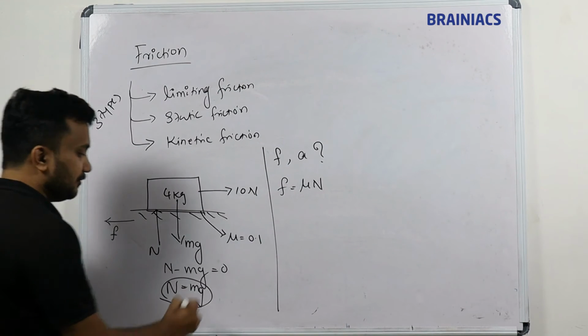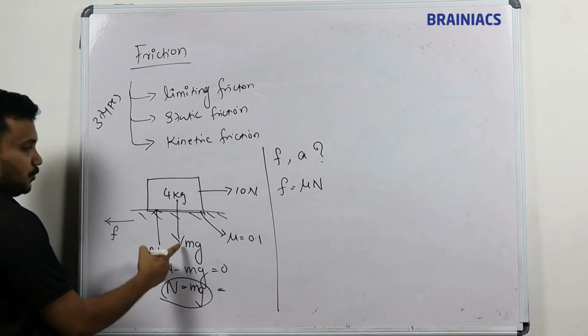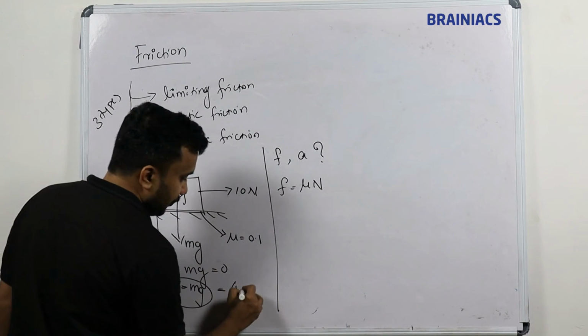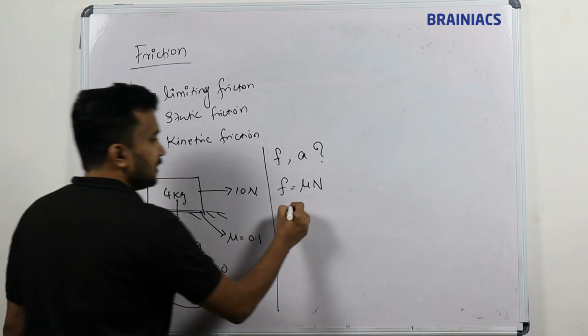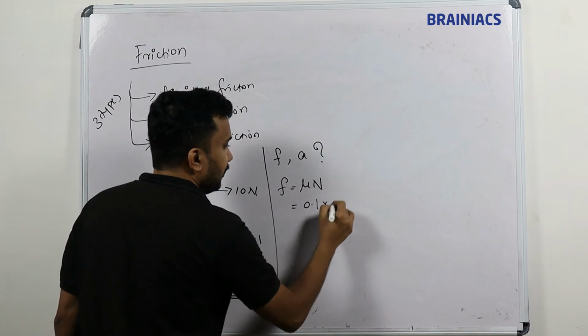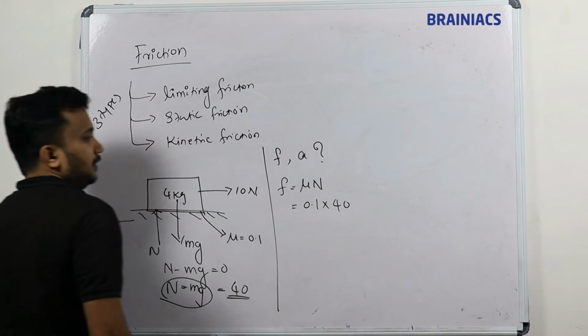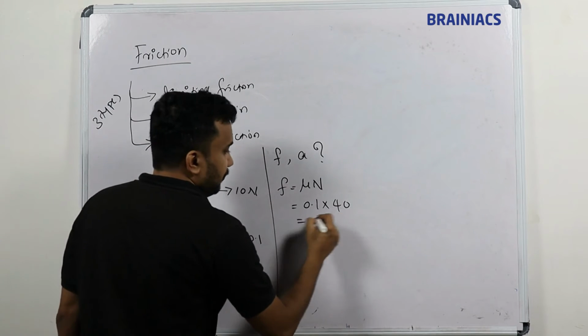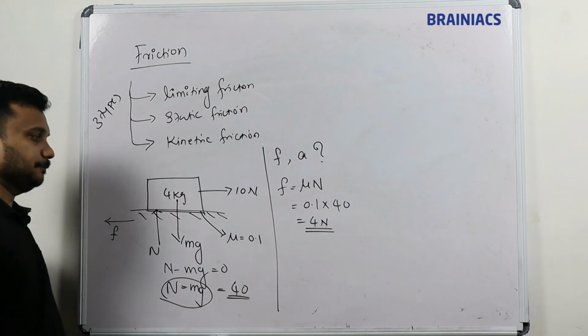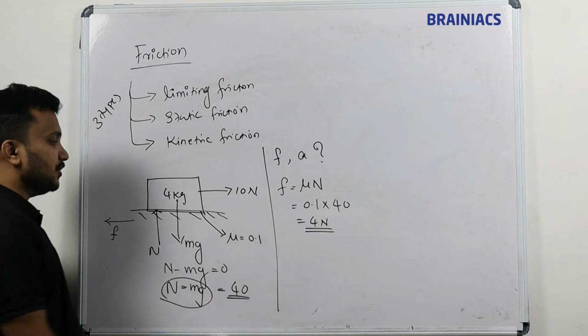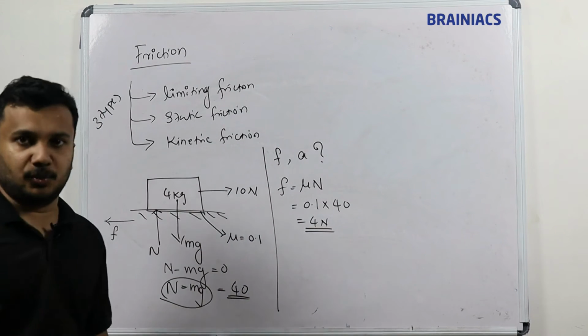First I will find this value mg. m means 4, into g means 40. So you will get a value called 40. Now we will substitute here. Mu is 0.1 into 40. So 0.1 with the 40 is 4 Newton. This is what we are finding. I am just giving you mu equal to 0.1.